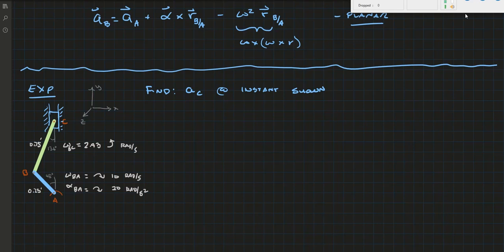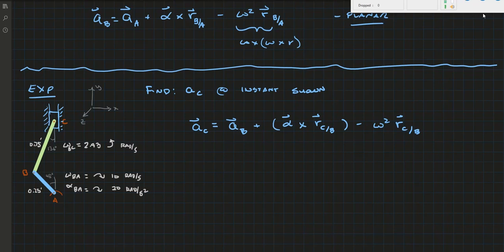Okay, acceleration of C, piece of cake. We'll just use our relationship from above. The acceleration of C equals the acceleration of B plus alpha cross r C to B. Let's not forget this portion, minus omega squared r C to B. Omega squared is a scalar here.